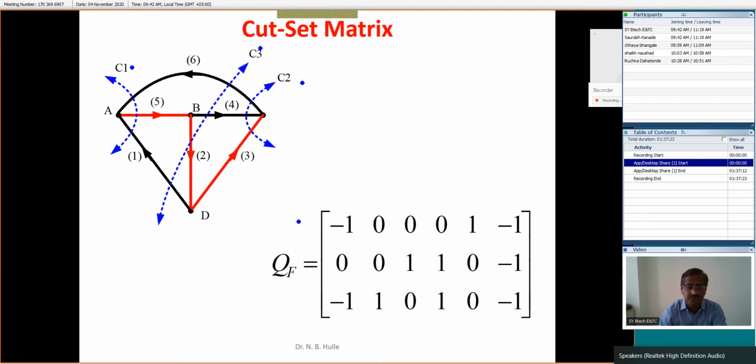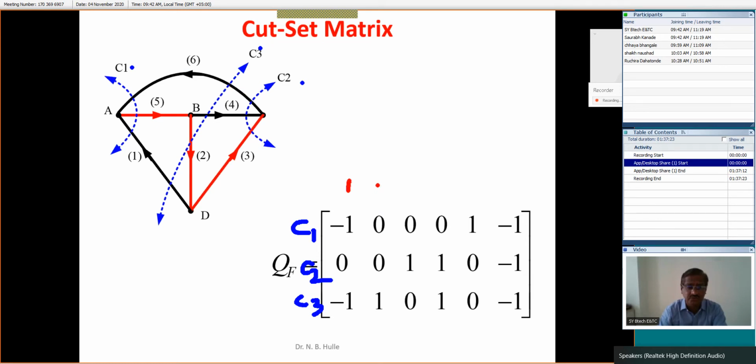What are the rows of this matrix? Cut sets. How many cut sets do we have? 3. You see here, this is cut set number 1. This is cut set number 2. And this is cut set number 3. The name of this matrix is QF. Q stands for cut set. F stands for fundamental. The fundamental cut set matrix symbol is the standard, which is QF. And the columns of this matrix are nothing but the branches. How many branches do we have here? We have 6 branches.